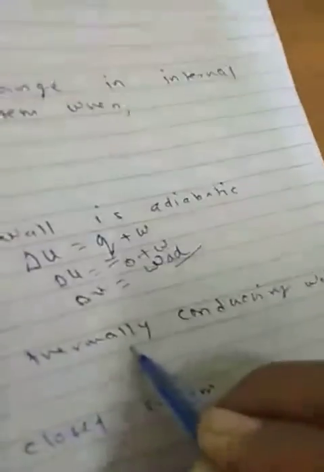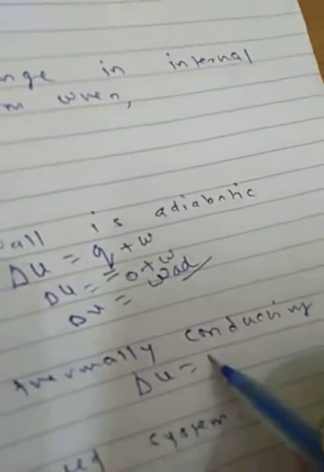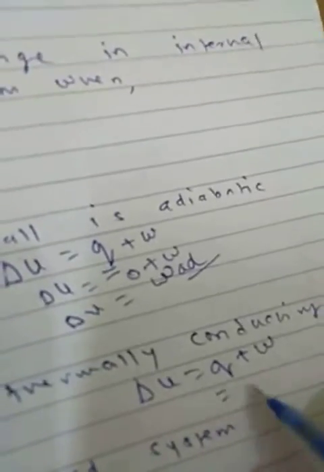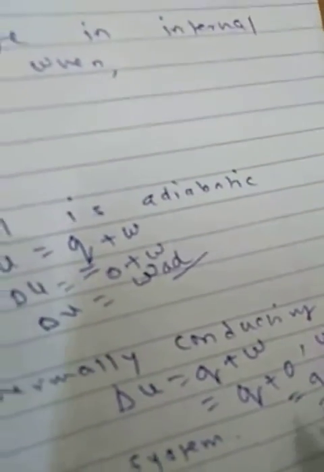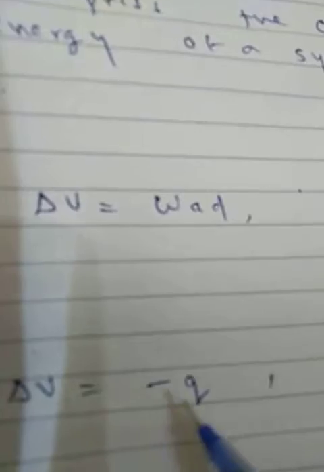So first of all you have to say that delta u is equal to q plus w. No work is done means w is 0, so q plus 0 is equal to q. But at that time they are telling that heat is taken out from the system. Out from the system means exothermic, and that is negative. So you have to give the sign negative. So your answer will be delta u is equal to minus q.